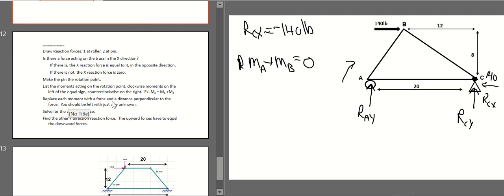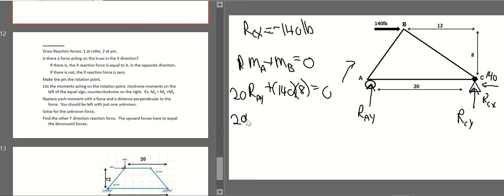Okay, so I did that. Replace each moment with a force and a distance perpendicular to the force. You should be left with just one unknown. We are, we're awesome so far. So basically, RAY, my distance is 20, so 20 RAY plus here's my B, 140. Perpendicular distance, that would be this way. So that's going to be 8 equals 0. Okay, so let's see, 8 times 140, 1120.